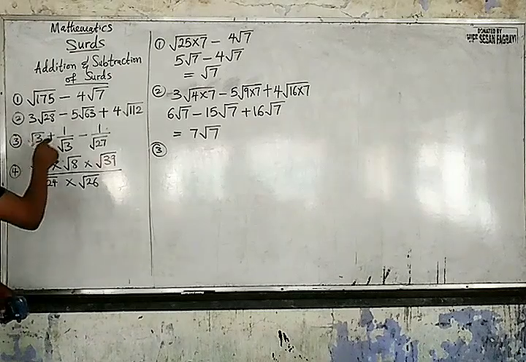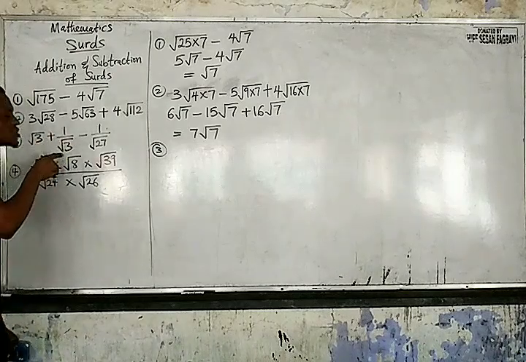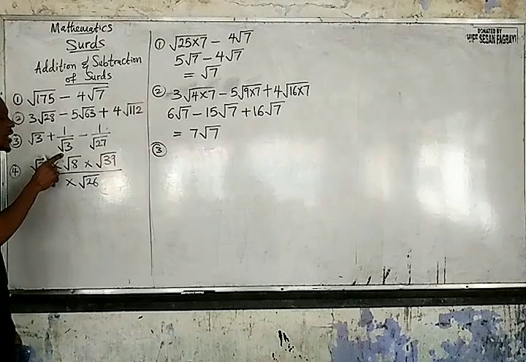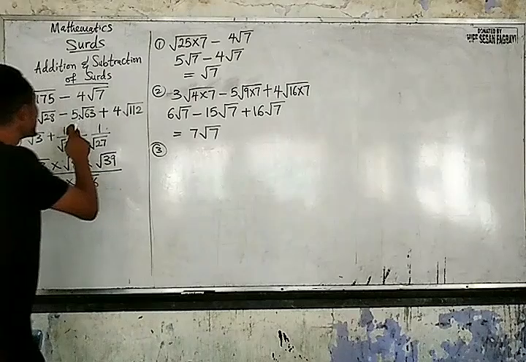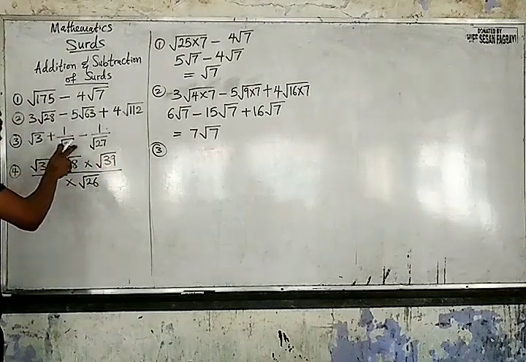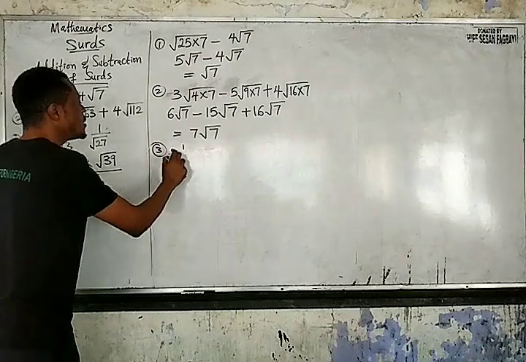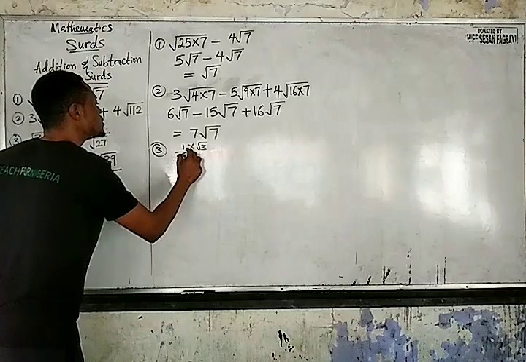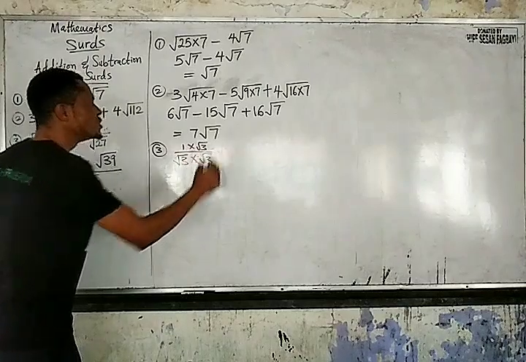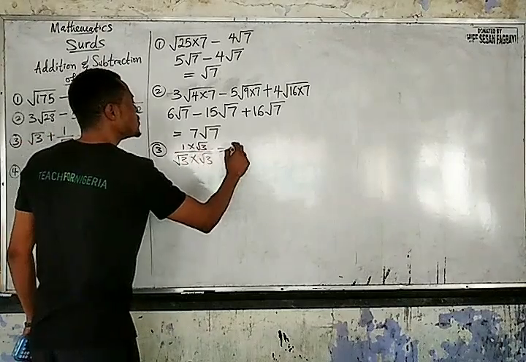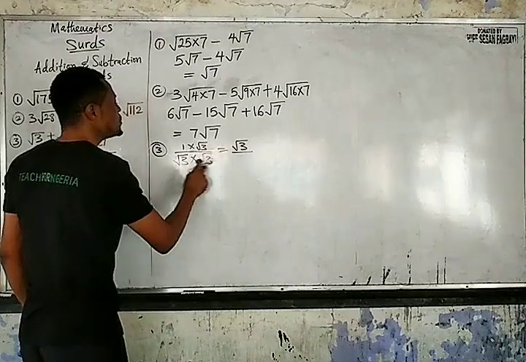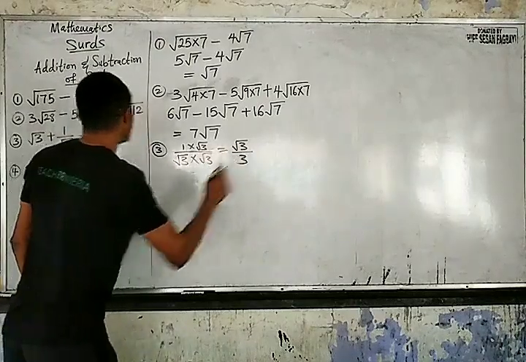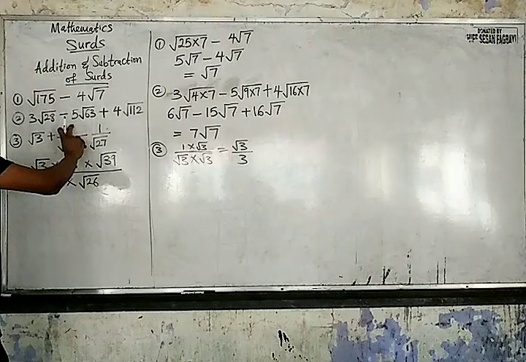So the next one, root 3 plus 1 all over root 3 is not rationalized. So the first thing is to rationalize this 1 all over root 3. And doing so, we multiply the numerator by root 3 and we multiply the denominator by root 3. Let me quickly do that. 1 all over root 3 multiplied by root 3 over root 3. This will give me root 3 all over root 3 multiplied by root 3. I have 3. I have rationalized this in this process.